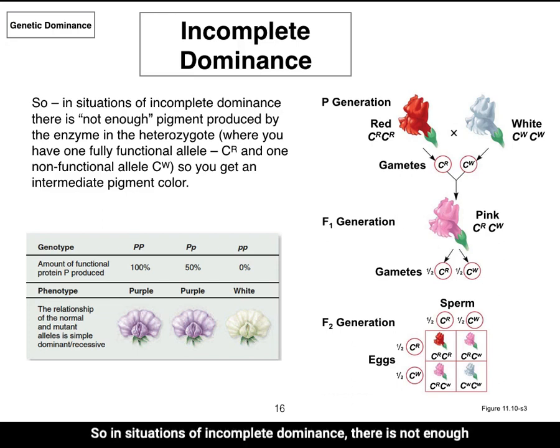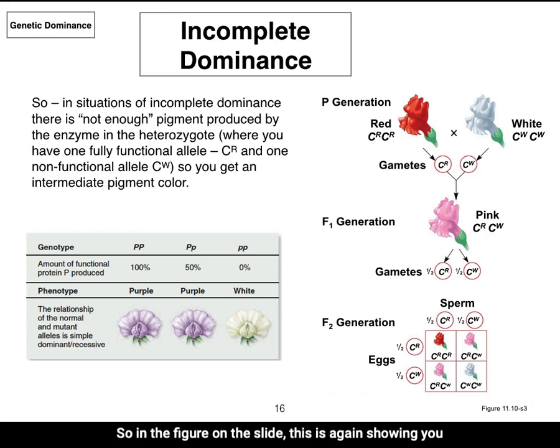So in situations of incomplete dominance, there is not enough pigment produced by the enzyme in the heterozygote, where you have only one fully functional allele, C^R, and one non-functional allele, C^W. So you get an intermediate pigment color.